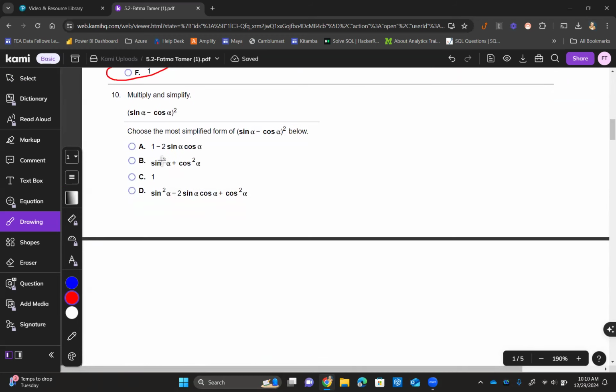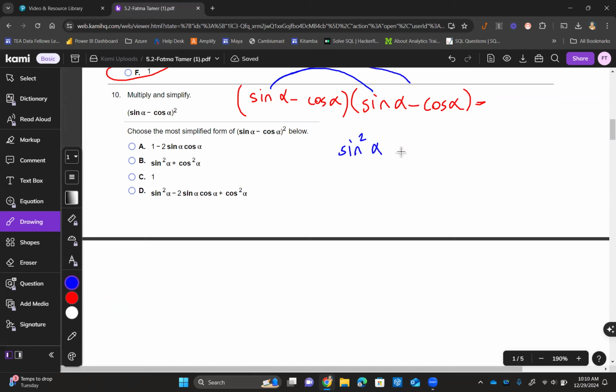For number 10, we want to simplify sine alpha minus cosine alpha to the power of 2. This means I need to multiply sine alpha minus cosine alpha by itself, because that's what the definition of square means. And then when I square them and try to simplify, sine alpha times sine alpha is sine squared alpha. Sine alpha times negative cosine alpha is negative sine alpha cos alpha. Negative cos alpha times sine alpha is negative sine alpha cos alpha. And then negative times negative is positive, and cos alpha times cos alpha is cosine squared alpha.